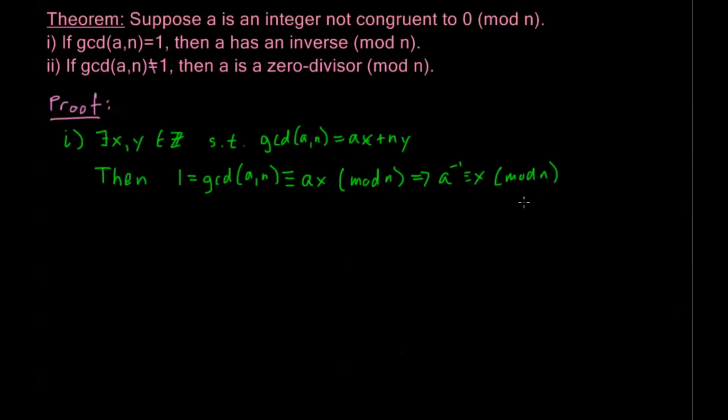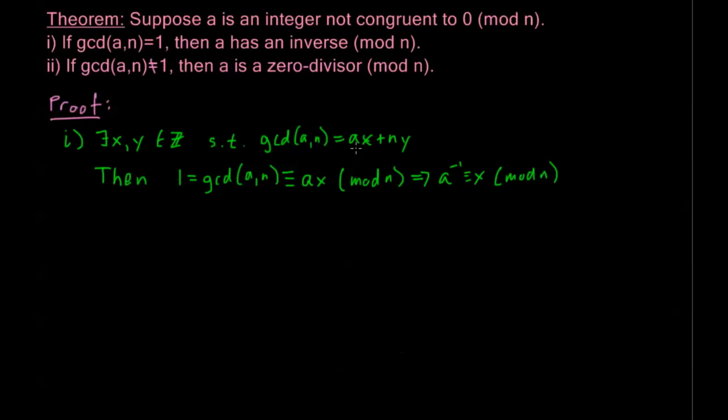We can think of this in two different ways. Either I'm looking at 1 congruent to ax, and I multiply both sides by a inverse. A inverse times a becomes 1, so I have x on the right, and 1 times a inverse is a inverse on the left. Or I can just know, well, if a times x is congruent to 1, that means that x is a inverse, because that's how we defined the inverse of a. So we're done with part 1. That completes the proof. If the GCD is 1, a has an inverse.